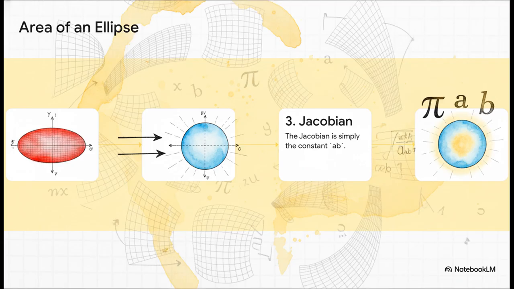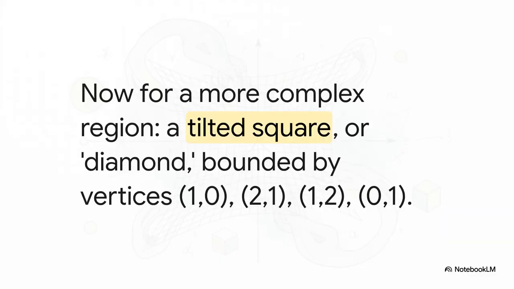Suddenly, our ugly ellipse equation turns into u squared plus v squared less than or equal to 1, which is just a simple unit circle. The Jacobian for this is just the constant ab. So our area integral becomes ab times the double integral of 1 over a unit circle. Well, that integral is just the area of the circle, which is pi, and the answer is pi ab. Just elegant.